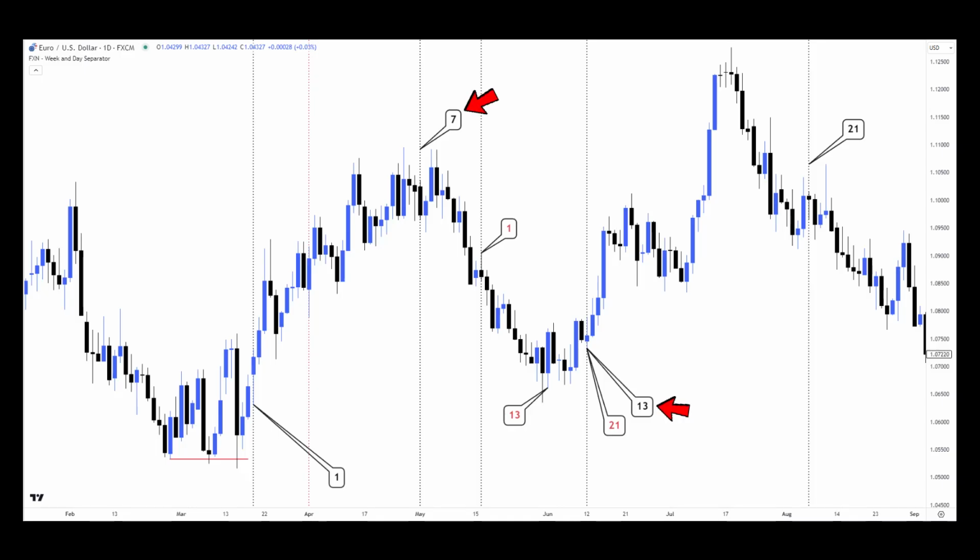Remember, we're inside the movement in between the 7th weekly candle and the 13th weekly candle. So as just mentioned, we can count the daily chart to calibrate and know turning points.